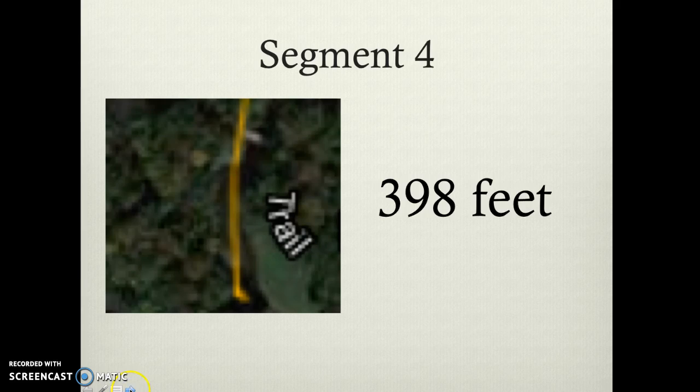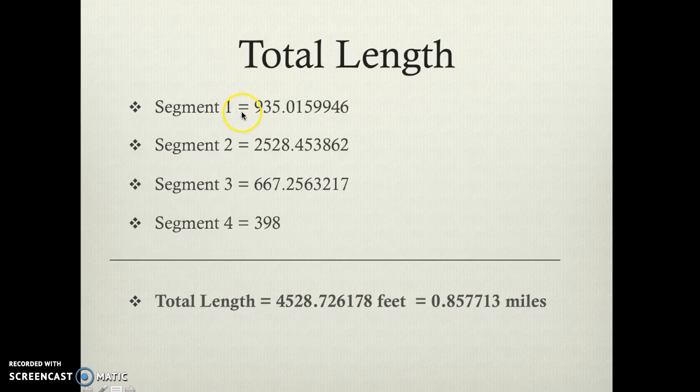So after I calculated the lengths of all 4 segments, as you can see here, I added them all up to find that the total length of my pathway was about 4,528.7 feet, and I calculated this into miles, and I got that this is approximately 0.857 miles.